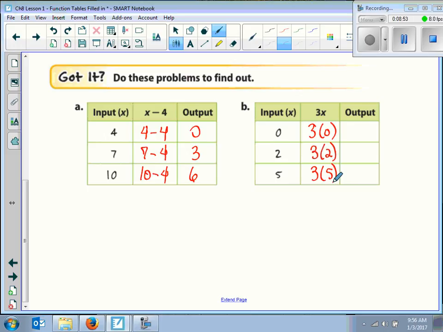Okay? So 3 times 0, 0. 3 times 2, 6. And 3 times 5, 15. And again, you'll see that you have input values x and output values y. And those will give you an ordered pair that eventually will get to graphing.